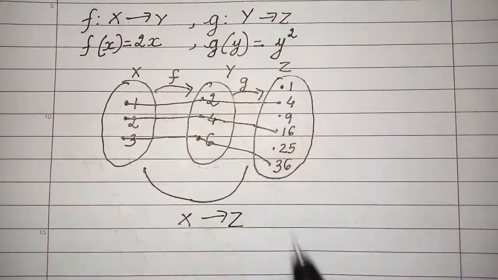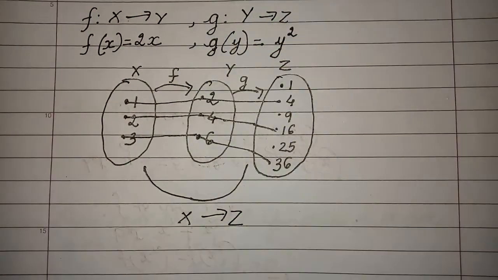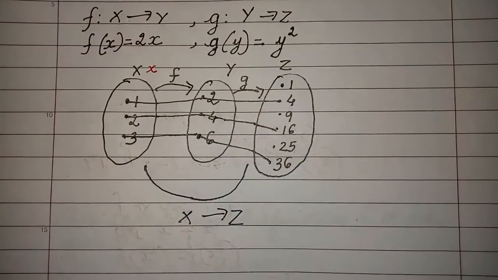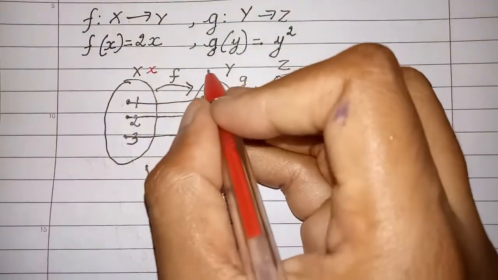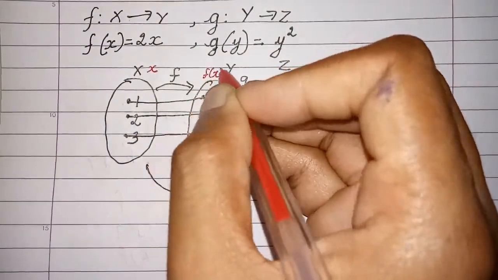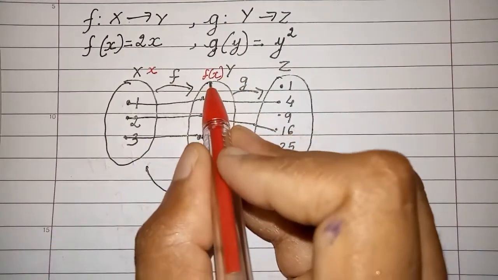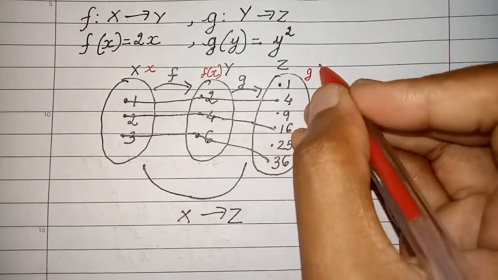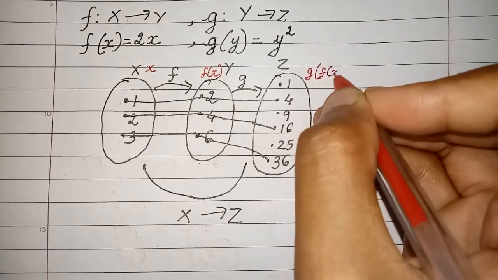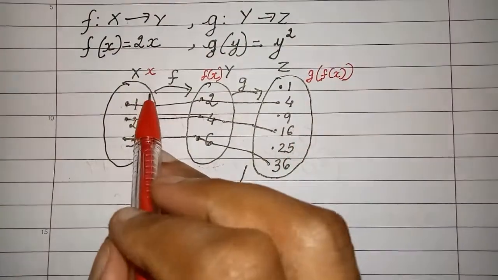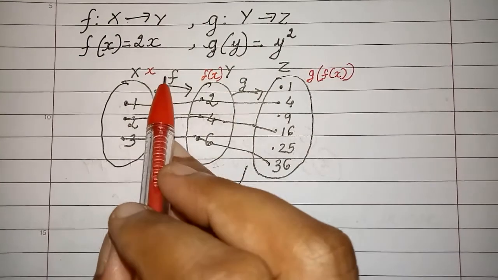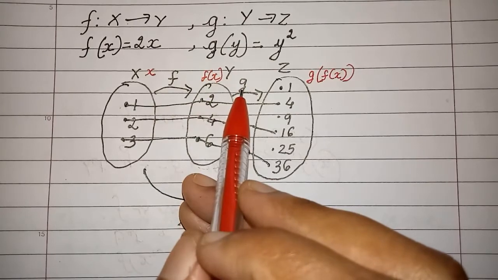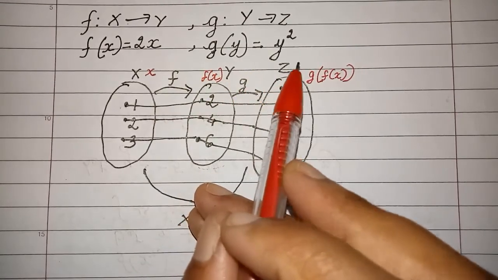But if I look at an element here, children, the element is x. But when it comes here, this will become f of x. Yes or no? Under the operation f, this will become f of x. Now when this element comes here, it will become g of f of x. I hope you understand. The element here is just x, but under the function f it becomes f of x here. Another function g is operated on it, so it becomes g of f of x.